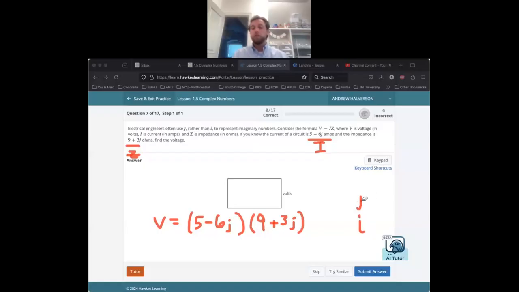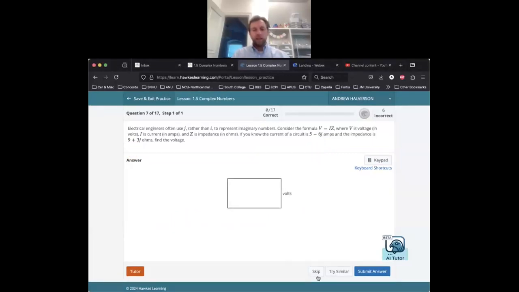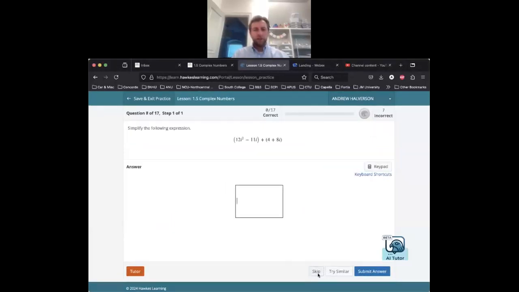But you just use the FOIL method to multiply the two binomials together. It's the same thing as the last problem, just put in a more word problem format, but that's what it boils down to. So it doesn't look like there's really anything new, except it's just more of the same. One thing here that's interesting, notice it starts out with a 12i squared on this one.